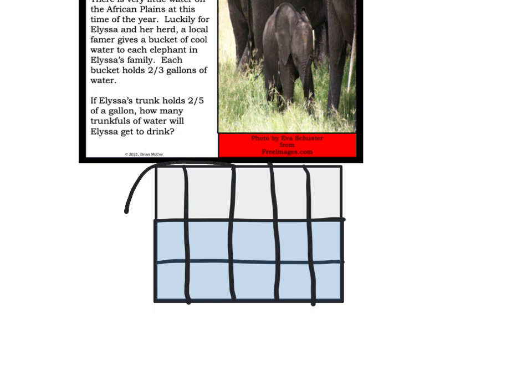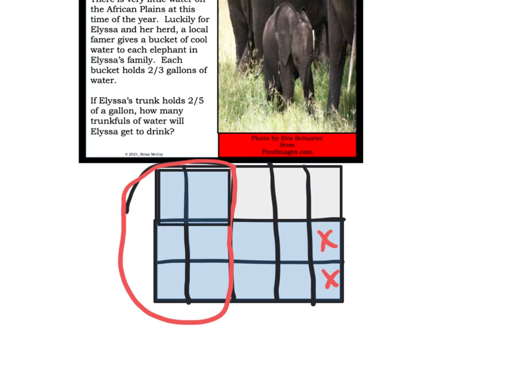Oops, let's do that in red. 2 out of those 5. That's 1 trunkful, right? But it should be full. So I'm going to take 2 from here and put them right there. So let's just go ahead and do that. I'm going to cross this one out and cross this one out. And that means I can fill in these 2 here. And now as you see, that is 1 full trunkful of Elyssa's trunk full of water, and that is 1 time. Then she dips her trunk back in the bucket.